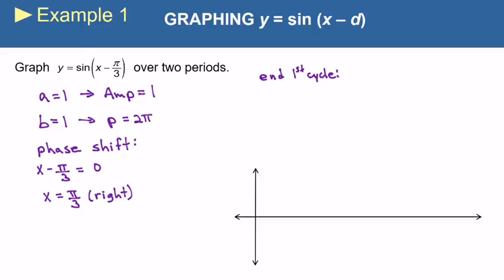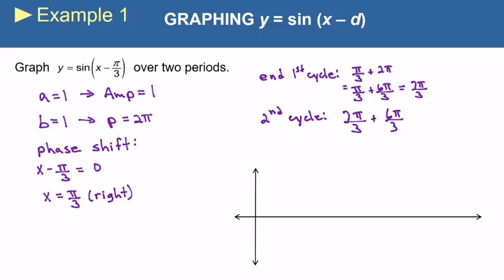Now let's go ahead and calculate the label that will go at the end of the first cycle. So the first cycle is going to start at pi over 3, and it's going to be 2 pi long. So we're going to do pi over 3 plus a period, and now we need a common denominator, so 2 pi is equal to 6 pi over 3. And now add your starting place plus your period, and that's going to be 7 pi over 3. So that's the end of the first cycle. Now the second cycle will start at 7 pi over 3, and we'll go another 2 pi, so add another 6 pi over 3, and that'll be 13 pi over 3.